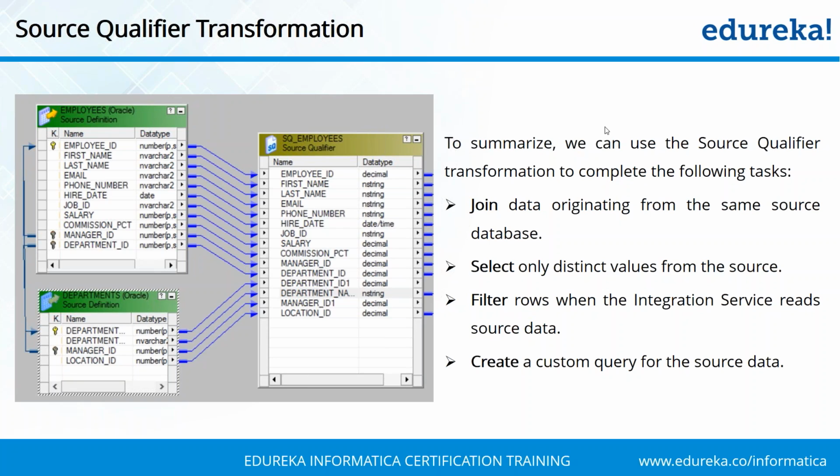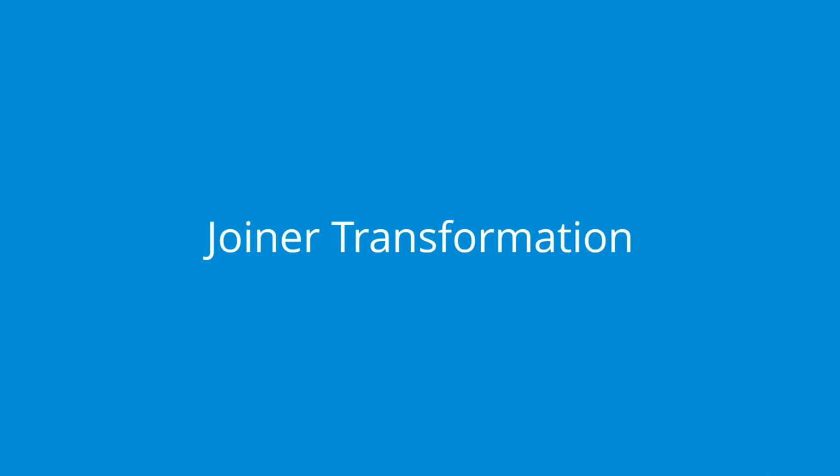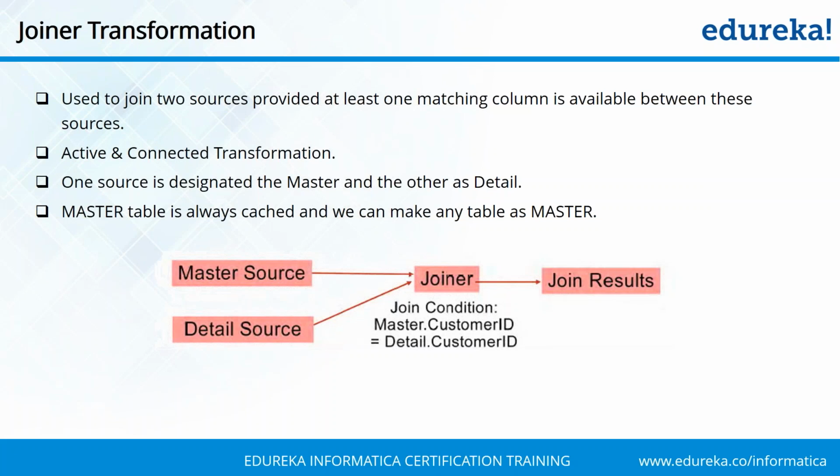Alright. Now using the source qualifier, we have joined two tables that are present in the same database. Let me show you how you can join two sources present in two different file formats, and we're going to do this using the joiner transformation. In the joiner transformation, you can join only two sources, but they need to have at least one matching column present between them. When I say one matching column, they need to have the same column name, the same column type, and finally the same precision as well.